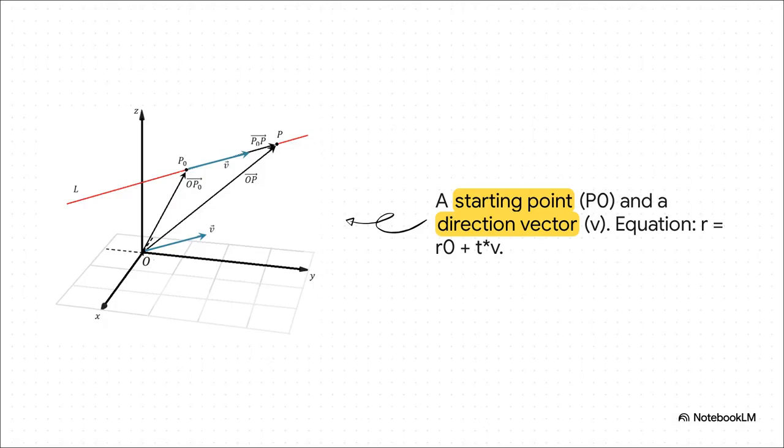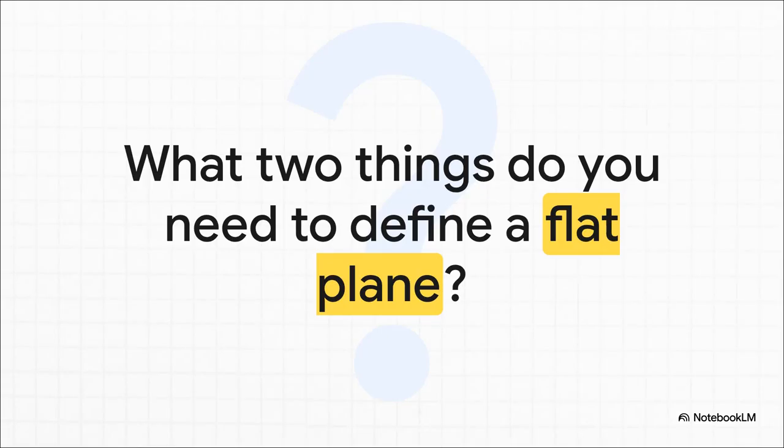All you need is a single point to start from, and a direction vector to tell you which way to go. That's it. The equation just says, start at this point and then travel some distance along this direction. By changing that distance, you can land on any point along the entire line. Okay, let's use the same logic.